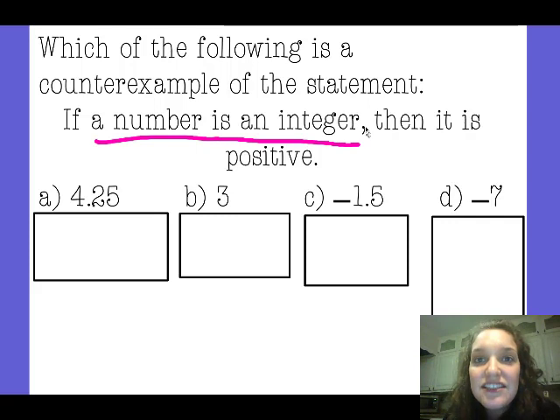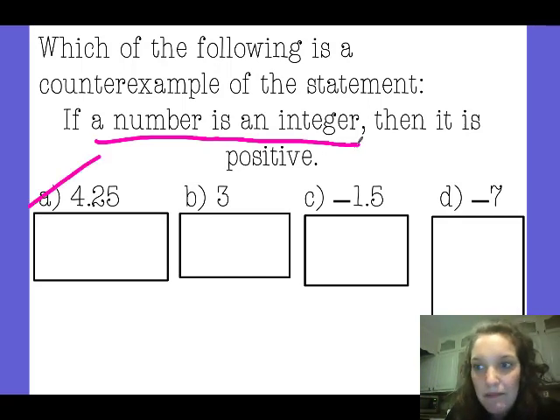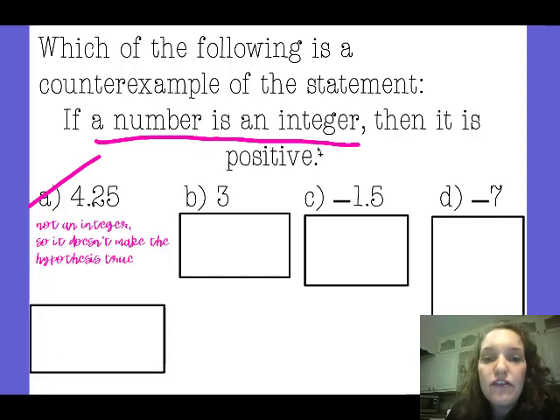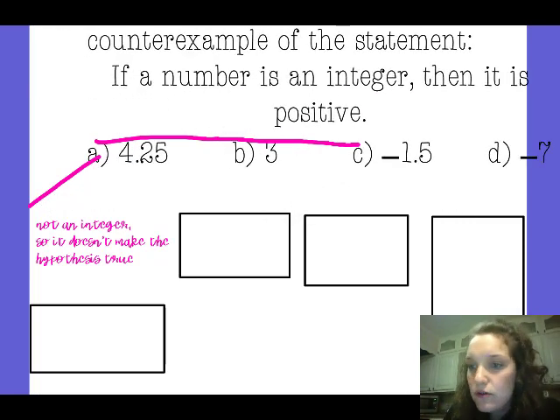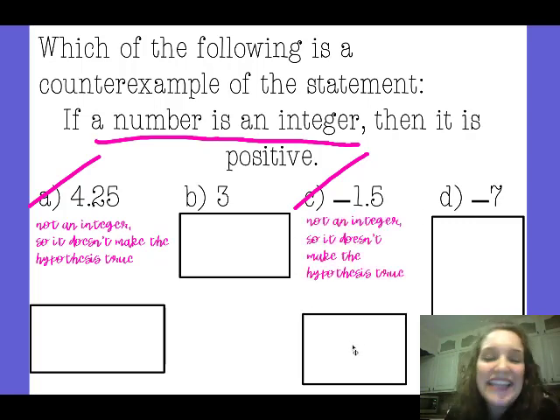And remember, an integer is all the whole numbers, but they can be positive or negative. So no fractions, no decimals. So option A, 4.25, that's out of the running because it's not an integer. So it's not making our hypothesis true. And then we can also eliminate option C because negative 1.5 is not an integer either. So for the same reason, it's not an integer, so it doesn't make the hypothesis true. We can eliminate those two answer choices.